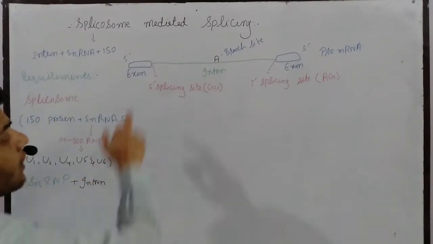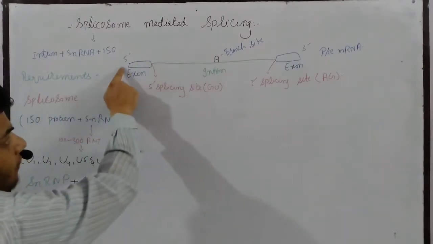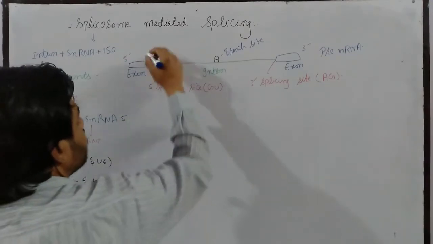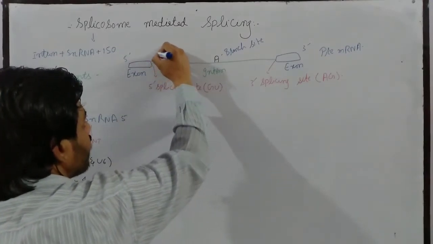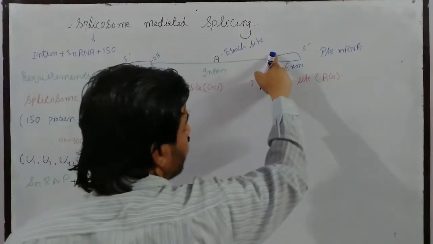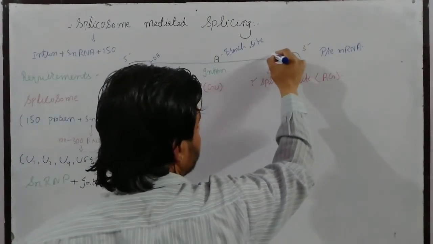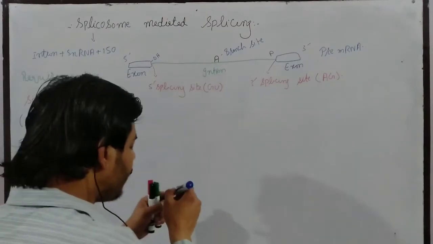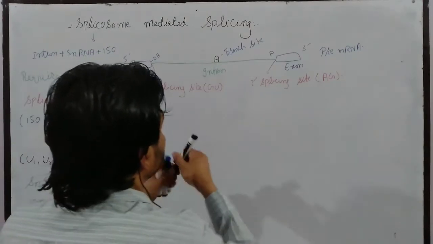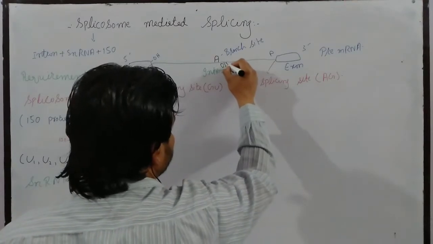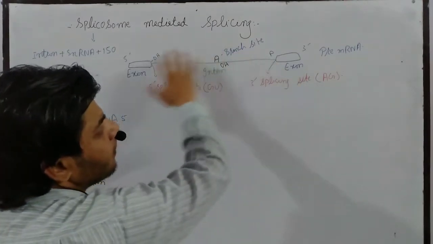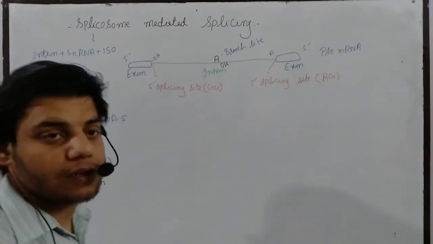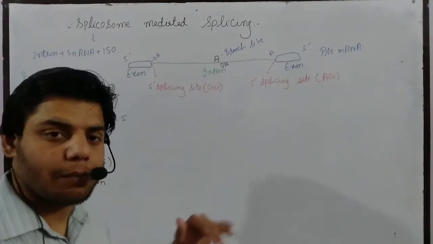Remember, at that specific area, this is the 5' end and this will be the 3' end, and here we have the hydroxyl group. Here we have the phosphate, and with this adenine we also have a hydroxyl group present. These are the main important terms we need to understand before the spliceosome-mediated splicing mechanism.